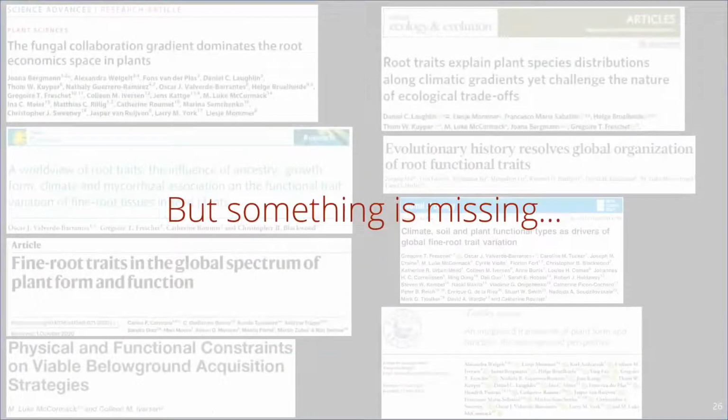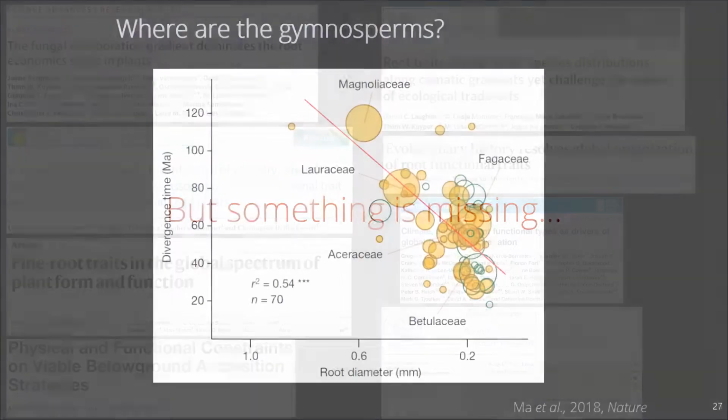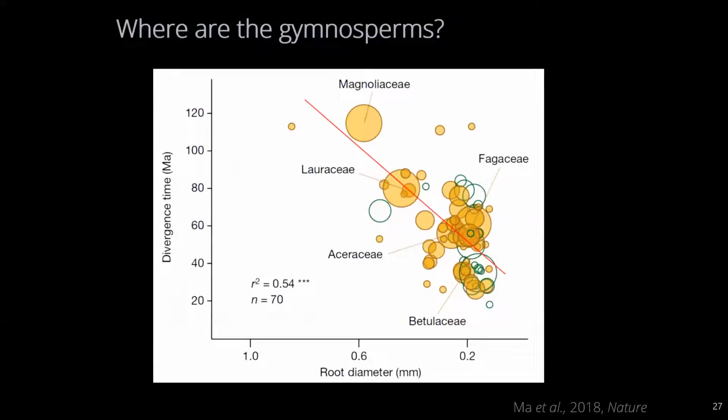So with all that background, I do want to emphasize something is missing from all of these studies, either completely or partially. This is one of our studies led by Ma Ziqing in China. And I want to point out the families that he called out in this analysis here. So this is looking at the evolution of root traits over time. Basically, older families tend to have thicker roots. Younger families tend to have thinner roots.